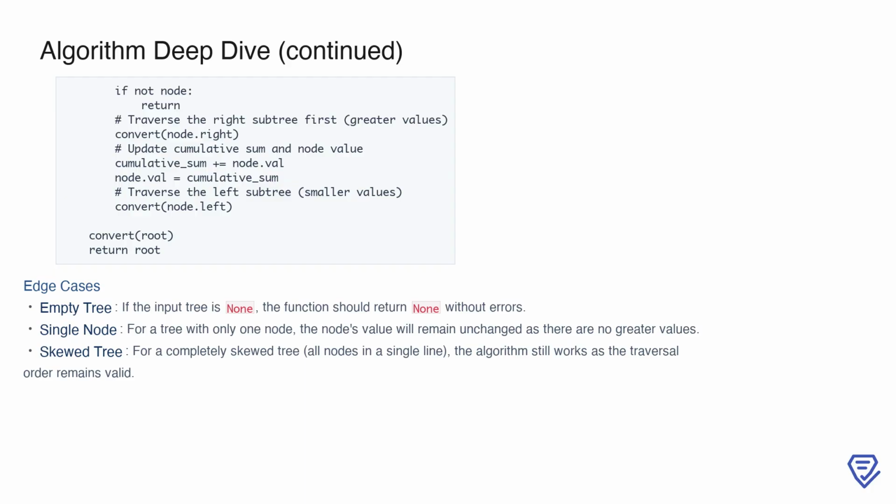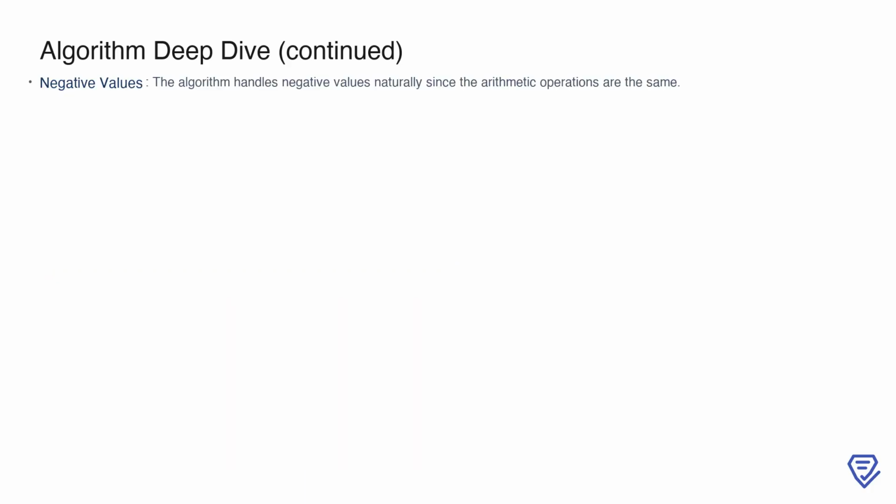The algorithm is robust enough to handle even skewed trees, ensuring that the traversal order remains valid regardless of the tree's shape. Additionally, the algorithm can naturally handle trees with negative values. Since the arithmetic operations for updating the cumulative sum and modifying the node values remain the same, the transformation works seamlessly even when the BST contains negative numbers.